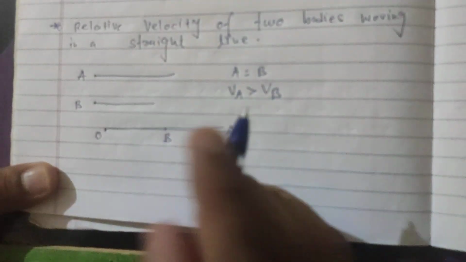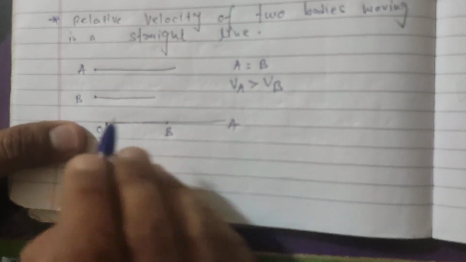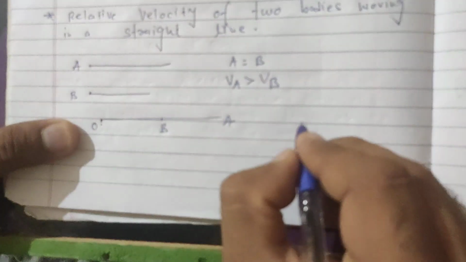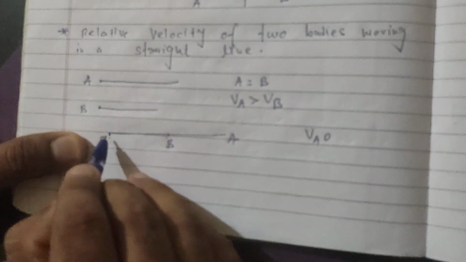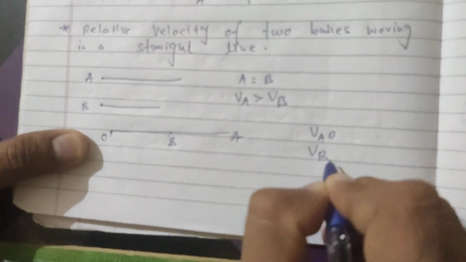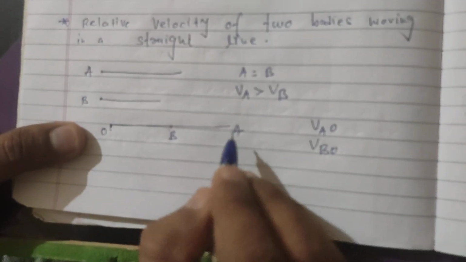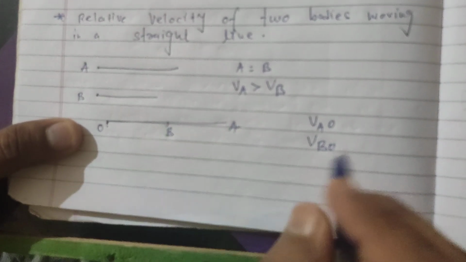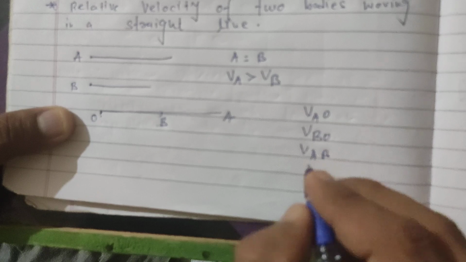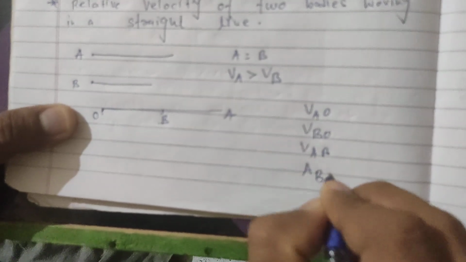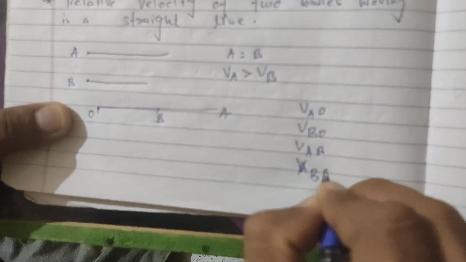Starting once again, the relative velocity of A with respect to O is VAO. The relative velocity of B with respect to O is VBO. The relative velocity of A with respect to B is VAB. The relative velocity of B with respect to A is VBA. Clear? This is the thing that you have to remember.